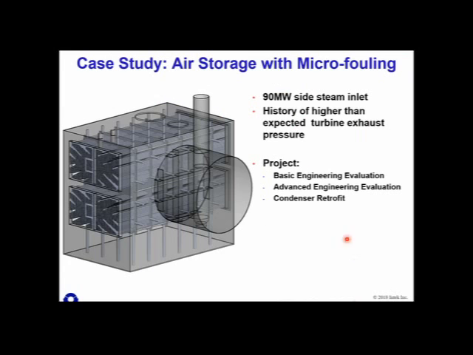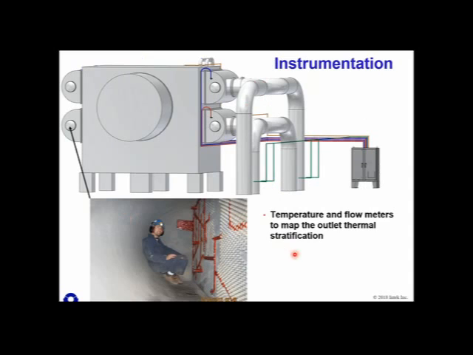I have one more case here, air storage. Actually, this is really too much information, but anyway, we got this smaller condenser, 90 megawatt condenser, we've instrumented the outlet water boxes. This one is animated. I've got an animation of this airbound zone, and it will give you an idea of how an airbound, a stagnant zone can grow into a very large stagnant zone.